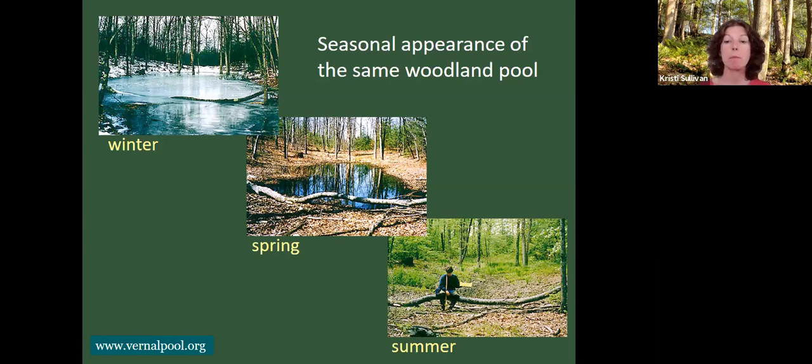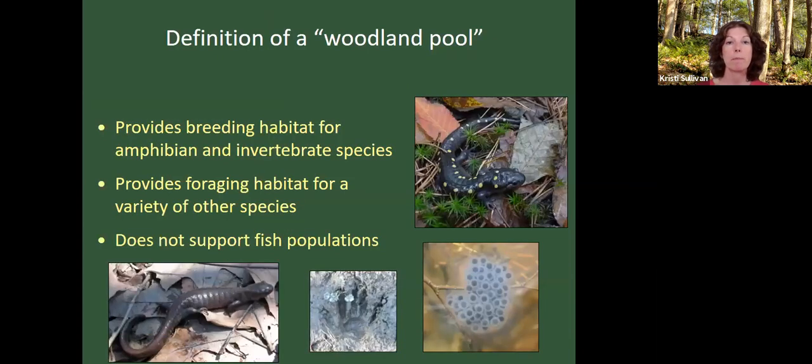And the fact that they dry up is really important because that means that fish can't live in these water features. And fish are predators of a lot of amphibian eggs and larvae. And so where there are fish, you often have a lower diversity of amphibians. So these pools are very important.